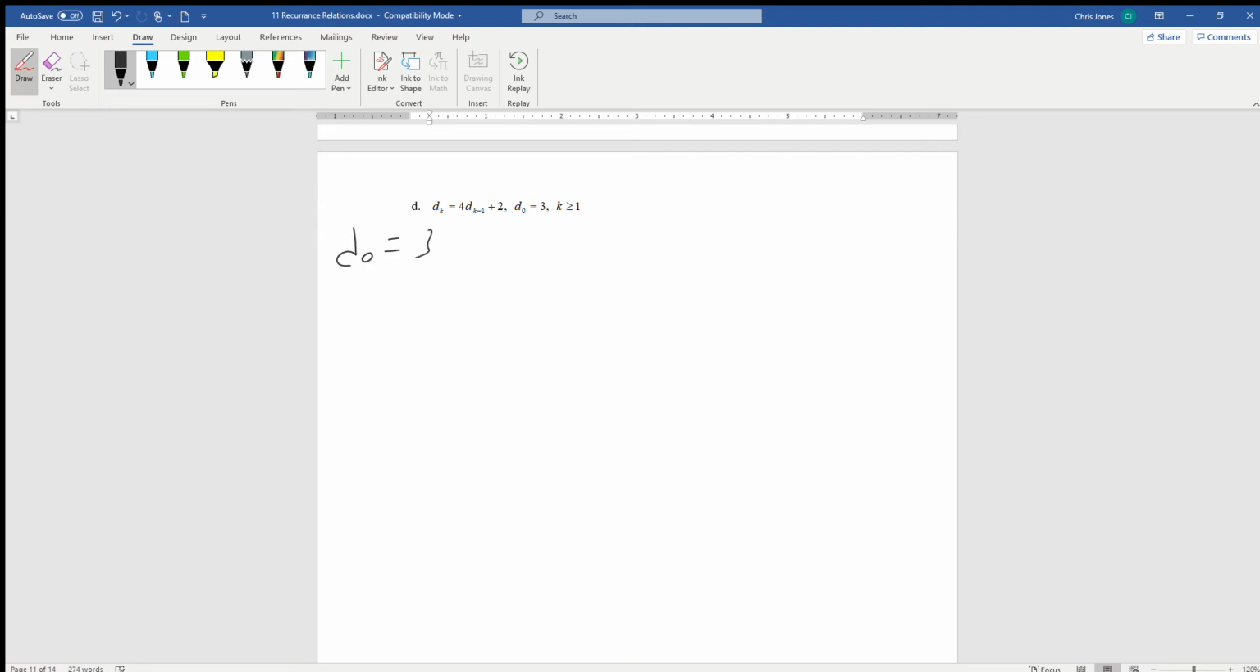Now clearly, d sub 0 is 3, easy. The first iteration is going to be 4 times the previous instance, which was 3, plus 2. We're going to leave it like that. We're not going to compute it and make it 14. We certainly could, and I'll show you that that's not going to help us one bit in the next iteration. D sub 2 is 4 times the previous instance, which is 4 times 3 plus 2, plus 2.